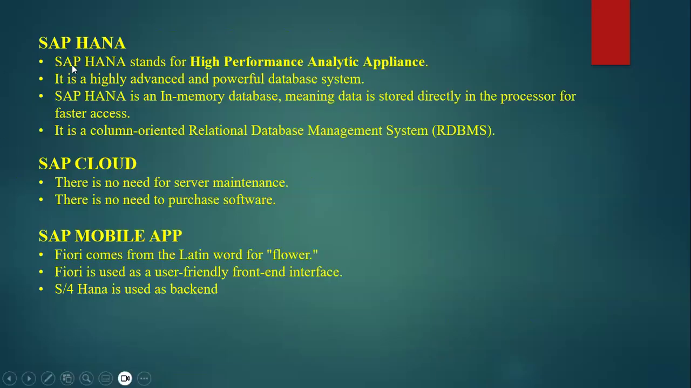Now SAP HANA. SAP HANA stands for High Performance Analytic Appliance. It is a highly advanced and powerful database system. So SAP HANA is an in-memory database, meaning data is stored directly in the processor for fast access. It is a column-oriented relational database management system where all the data is stored in table format.